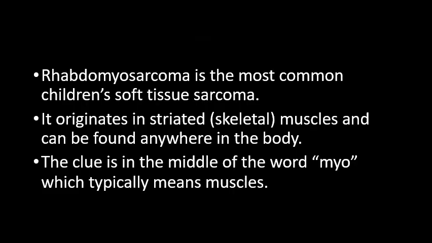Here, note the points. Rhabdomyosarcoma is the most common children's soft tissue sarcoma. It originates in striated or skeletal muscles and can be found anywhere in the body. And the clue is in the middle of the word, myo, which typically means muscles.